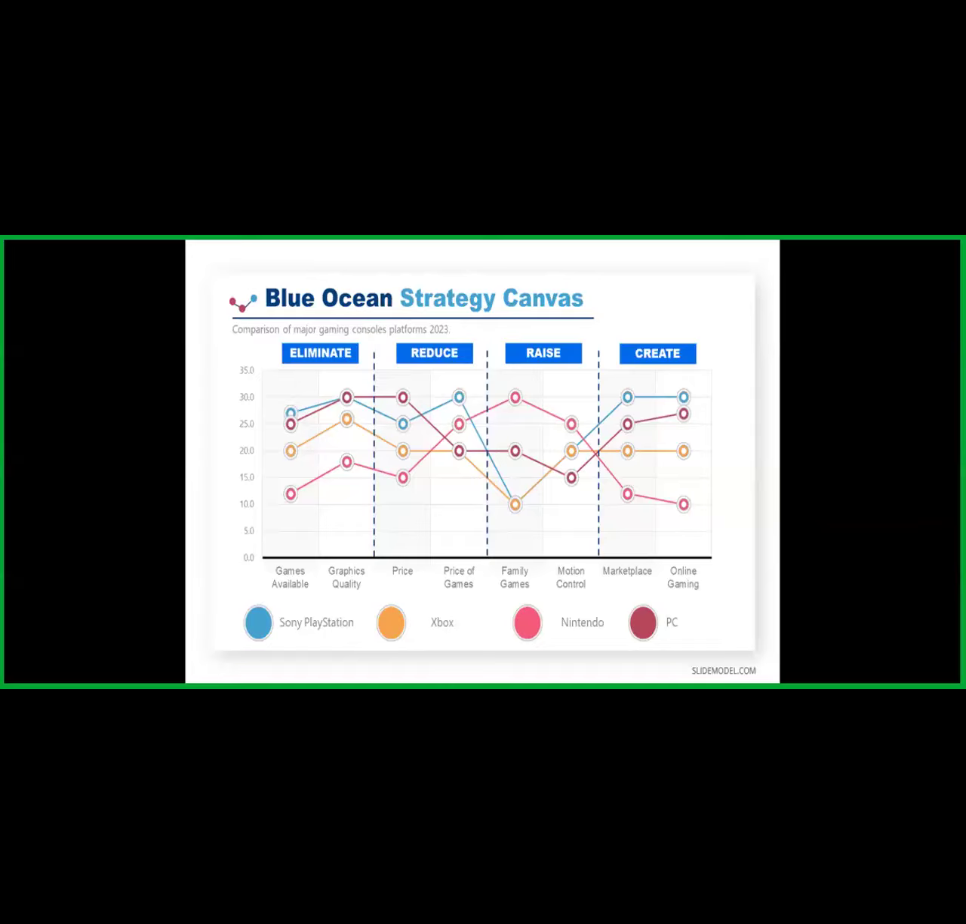With the help of this particular canvas, the company is able to understand its position in comparison with the competitors. It is easier to understand, it is easier to interpret, it helps the organization to come up with various new strategies or some changes in the existing strategies, so that we can also beat or outperform the competitors.